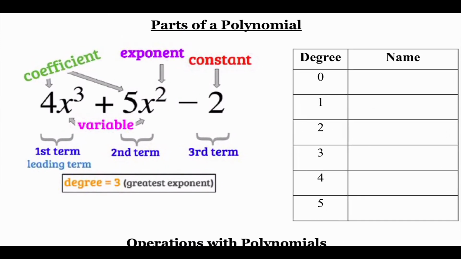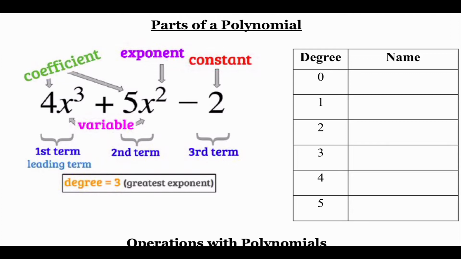Mine's color coded, but yours isn't, so you can just look up here. Coefficient. Which numbers is coefficient pointing to? The 4 and the 5, right? Those are coefficients. But it's not pointing to the -2. Why not? Exactly, because -2 doesn't have a variable with it.